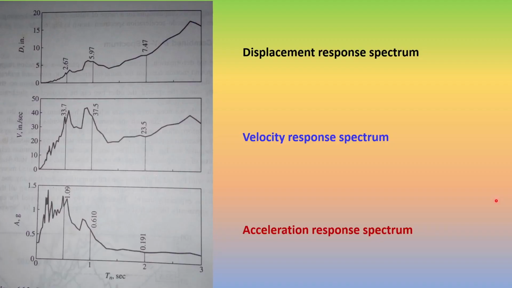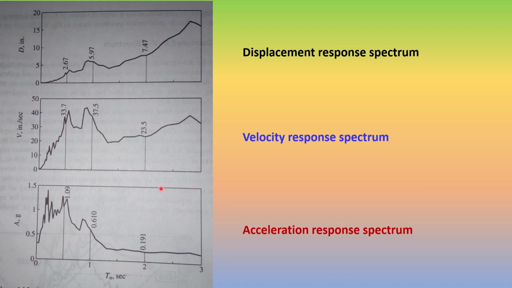Now how the response spectra look is given in this slide. The first one is showing the displacement response spectrum. As we are taking the absolute values, negativity is not coming into the picture, so it does not go below the x-axis. It is always positive values. These are the peak displacement values for a particular single degree of freedom system. So this curve is for peak displacement, the second curve is for peak velocity, and the third curve is for peak acceleration. So these are different response spectra for some particular earthquake.